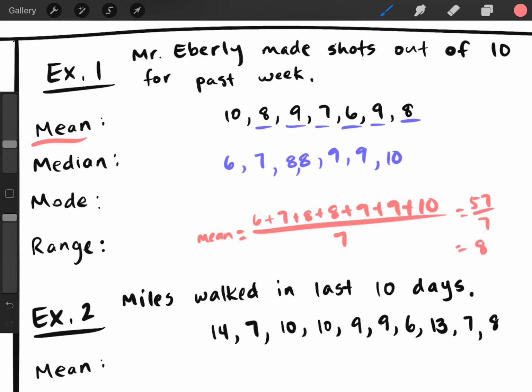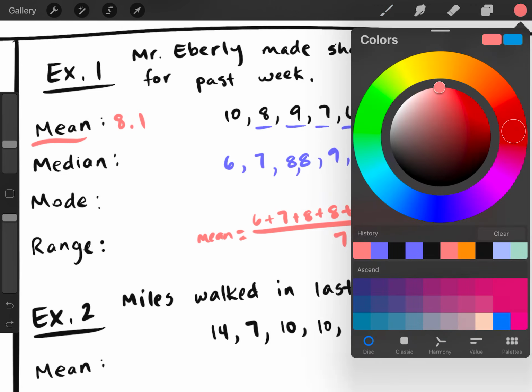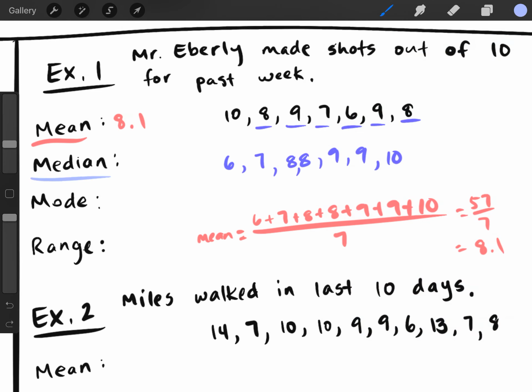Let's get rid of that. The mean is 8.1. So that means on average 8.1 shots out of 10. Pretty good. The median, again, that's the number that's in the middle. Sorry, let's do that in a different color as well. The median, right? We go in the middle.